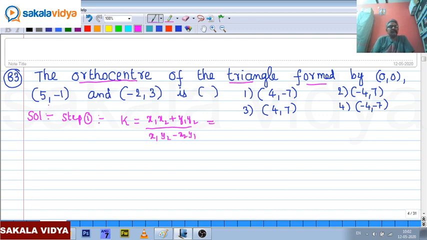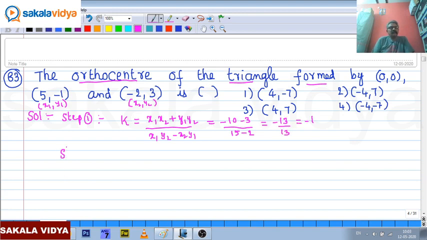So let us substitute. This is (x1, y1), this is (x2, y2). So x1 x2 means minus 10, y1 y2 minus 3, by x1 y2. x1 y2 means 15, minus into minus plus, so that will be minus 2. Minus 13 by 13. So the K value will be minus 1.